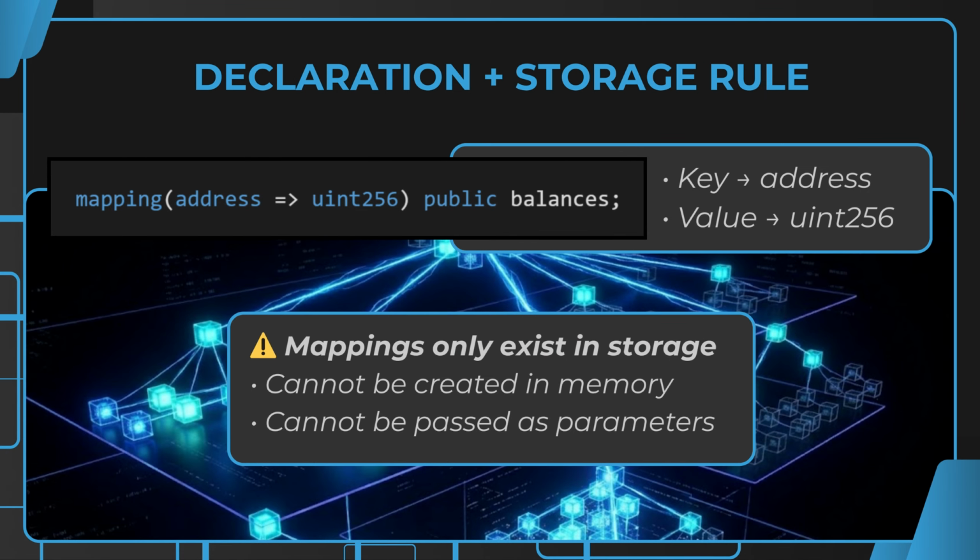A basic mapping declaration looks like this. Here, the key is an address, and the value is a uint256. You can read it as, for every address, store a numeric balance. Mappings can only exist in storage. They cannot be created in memory or passed as function parameters.